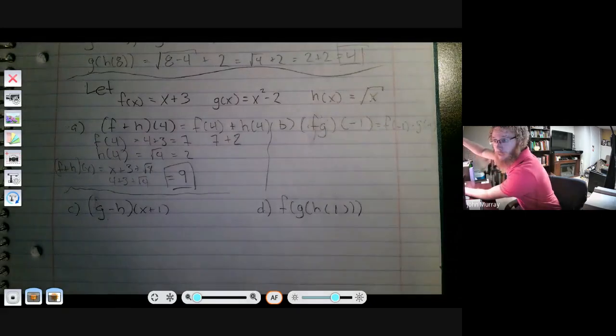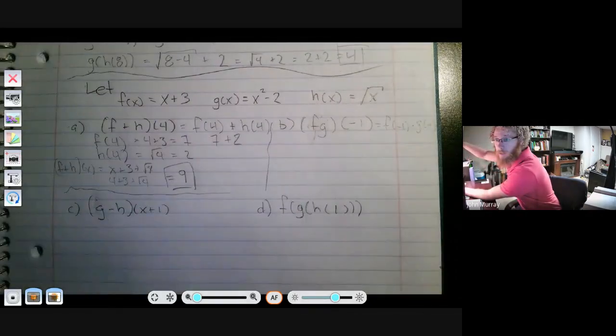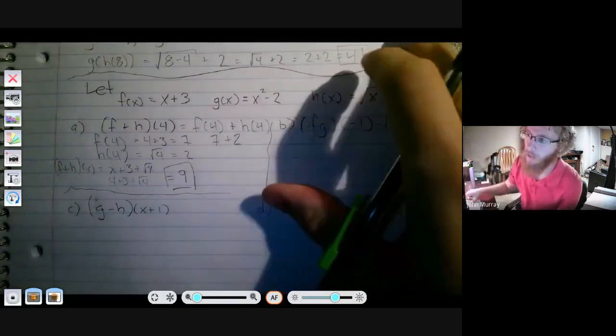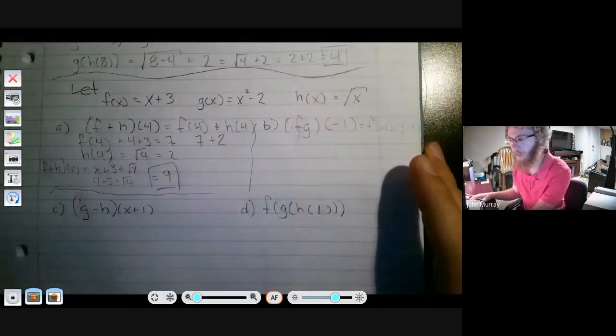That's a little, lamp's hot. Okay, sorry, it's a little glary over there.